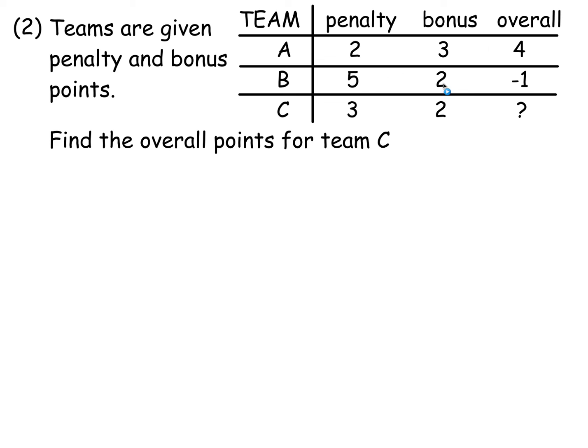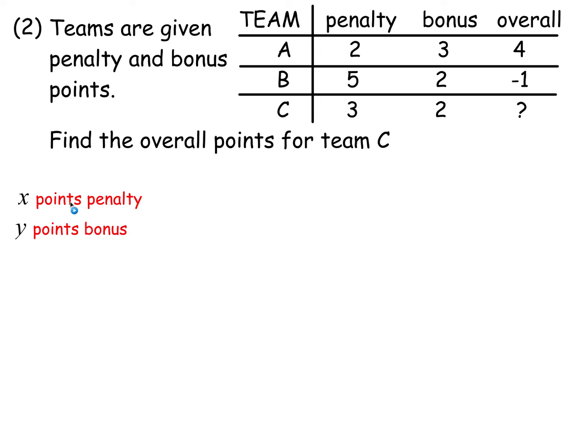Team B has got its information, and you have to work out the overall score for Team C. So, 2 unknowns. How many penalty points is it? And what are the bonus points? So, let's say it was X points for a penalty and Y points for a bonus. X will probably be negative because it's a penalty, it's points off, I would think.